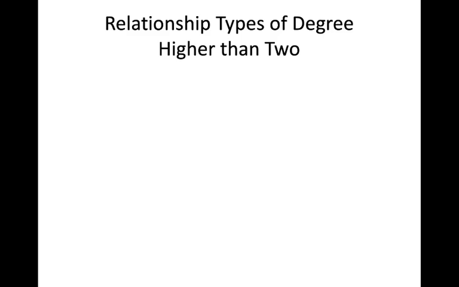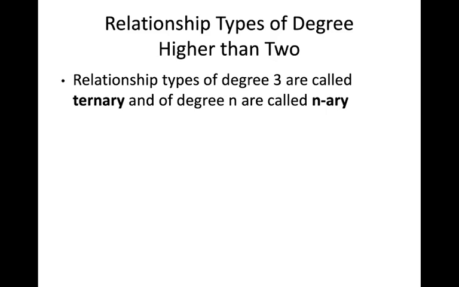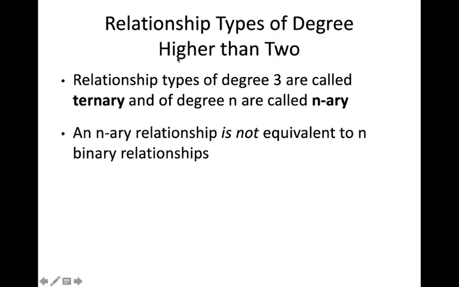Then there are relationship types of degree higher than 2. We have already seen that for degree 3 we call it ternary, and for degree n it is known as n-ary, in the previous lecture. An n-ary relationship is not equivalent to n binary relationships. We cannot split an n-ary relationship into n number of binary relationships. If we try to split the ternary into 3 binary relationships, it won't work, or it won't be the same as the ternary relationship.